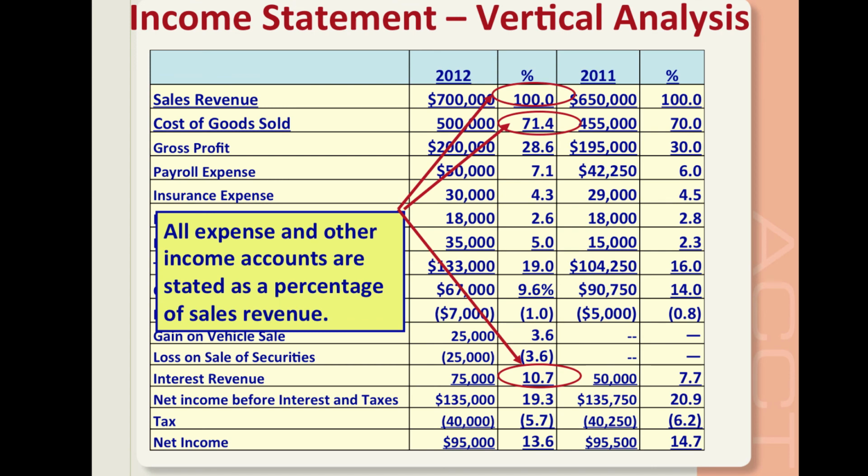So we're going to leave working capital and go to vertical analysis for the income statement. Here it's exactly the same way that we did it using the balance sheet, except what we want to do is just note that our account balance is going to be over sales. So each of them will be over sales. So it would be $500,000 divided by sales revenue. And that is the difference from the balance sheet, which uses total assets. So noted here, all expense and other income accounts are stated as a percentage of sales revenue.